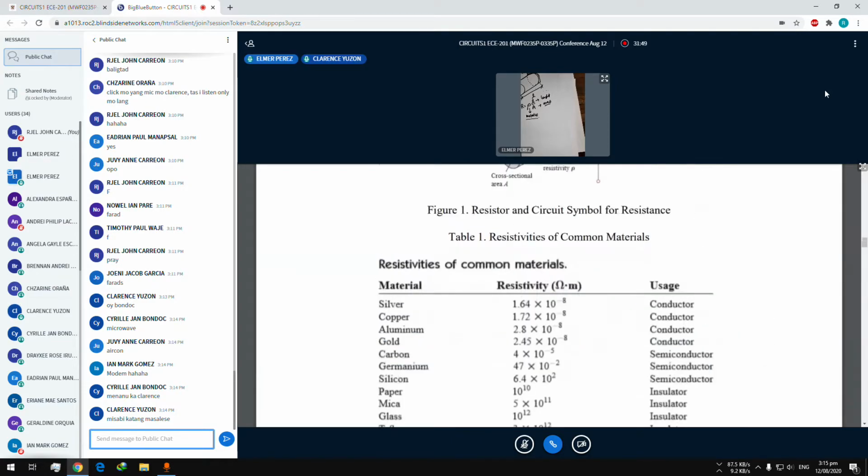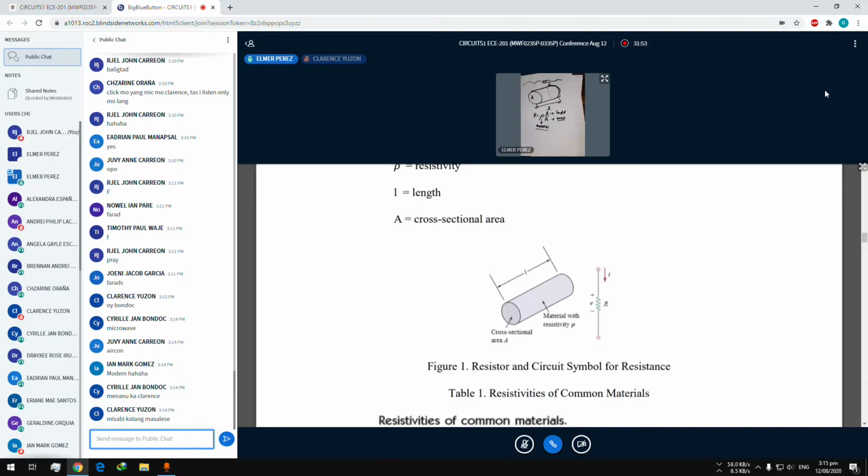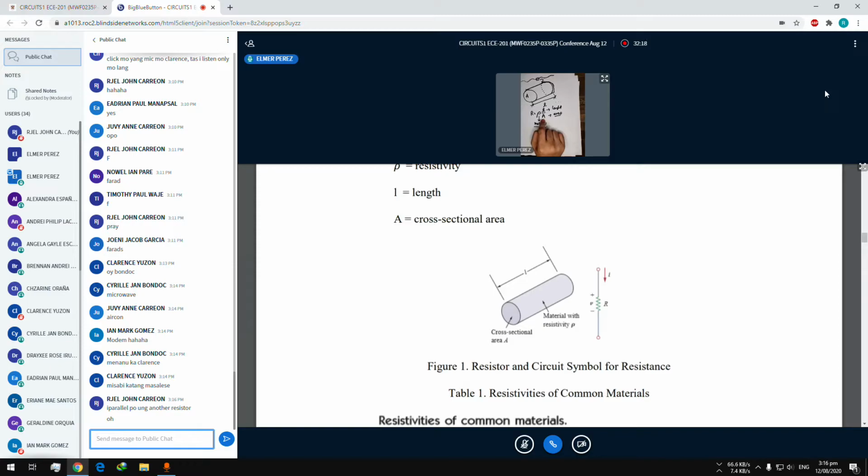Okay, let me go back to resistivity or resistance. Class, if I ask you how to decrease the resistance of an object, based on the formula, how can we make the resistance smaller?